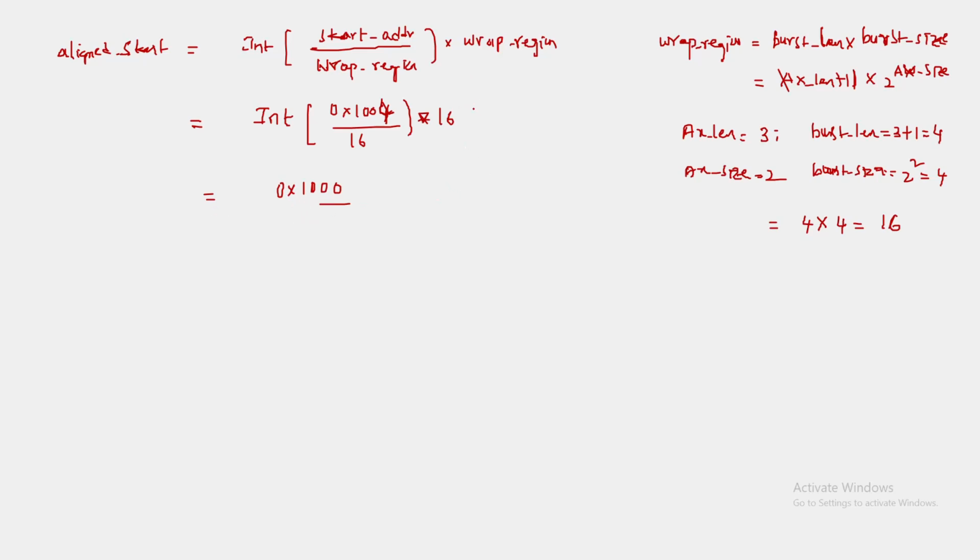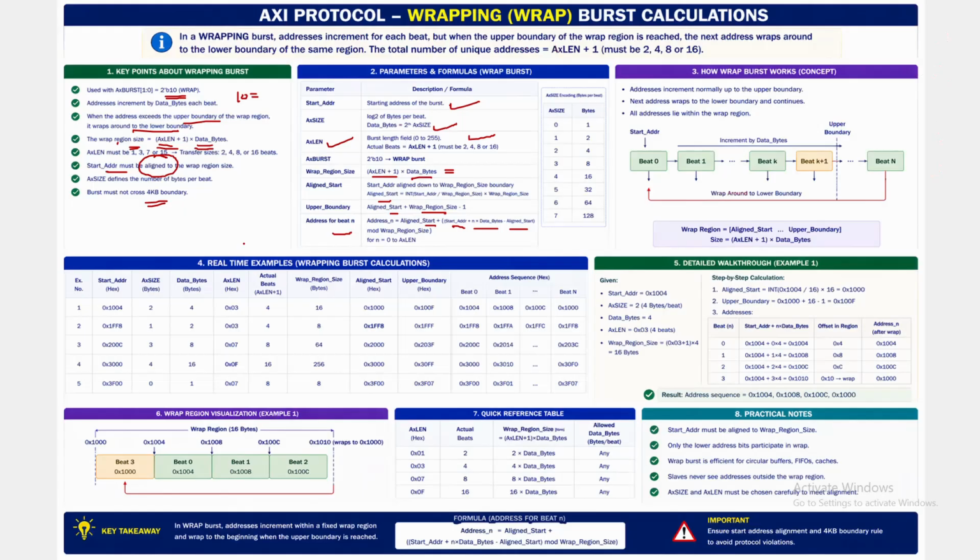Then, this is the aligned address. What is the formula for the upper boundary calculation? Upper boundary, how will we calculate that? Upper boundary means we have the aligned address, right? So this is the formula. Aligned start is 1000, we will take that. Aligned start, 1000, plus start address plus n into data bytes, minus aligned start, that is the formula.